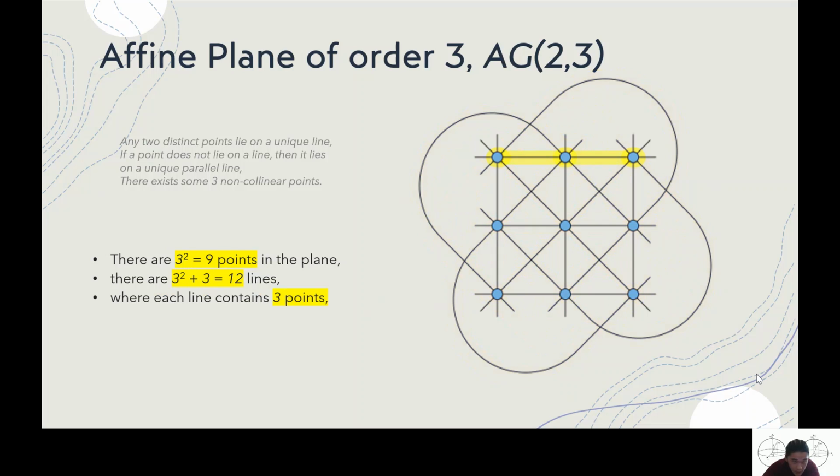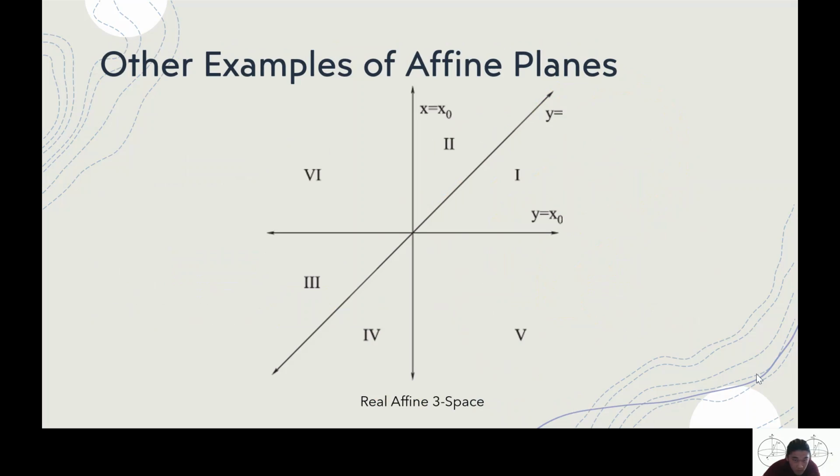And we have that each line contains 3 points, as shown there. And each point is contained in 4 lines. This combinatorial structure is also known and studied pretty well. It's got a special name. It's called the Hesse configuration.